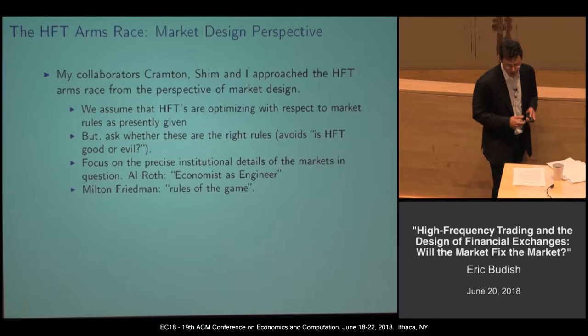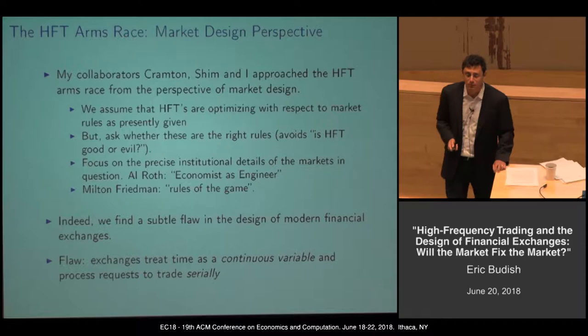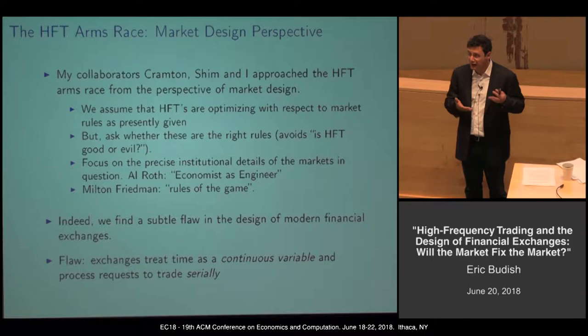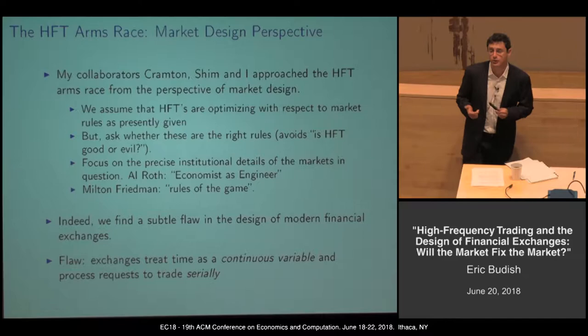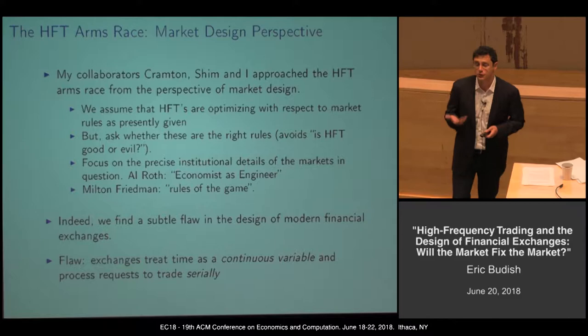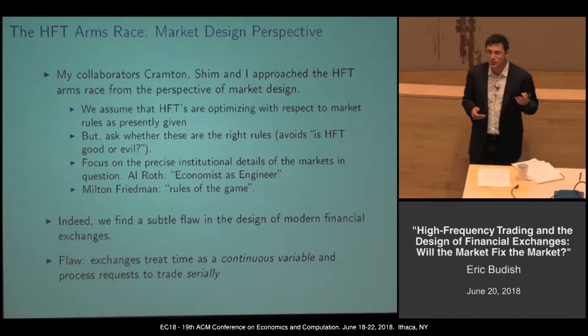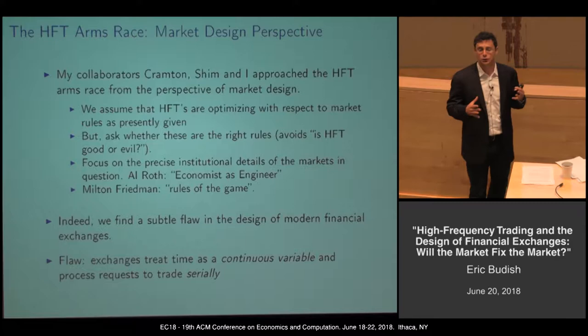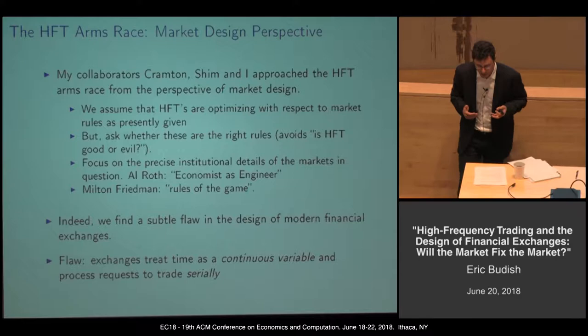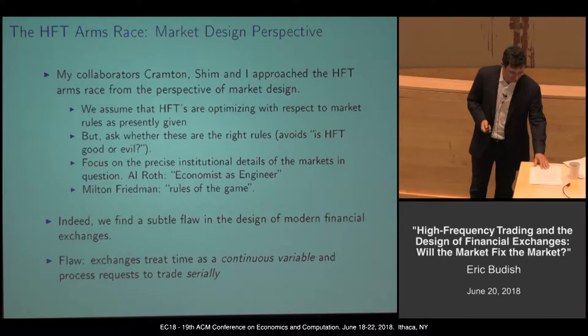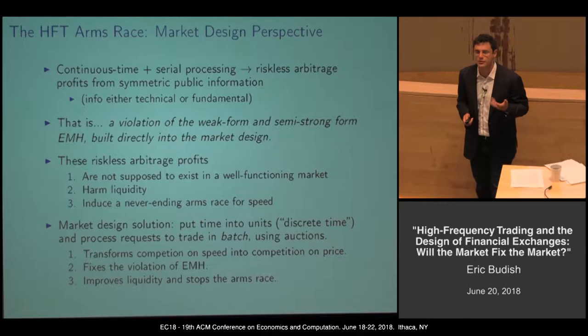And indeed, our research identified a simple structural flaw in the design of modern financial exchanges. And it's kind of a computer science operations researchy kind of flaw. The flaw is that exchange computers treat time as a continuous variable and process messages serially. So they process messages one at a time in order of receipt. Essentially, when financial markets transitioned from human-based trading to electronic trading over the last few decades, and on the whole, this transition has been a great thing for markets, we made a mistake and forgot to tell the computers to put time into units. This combination of continuous time and serial processing causes a violation of the efficient markets hypothesis to be built in directly to the market design.